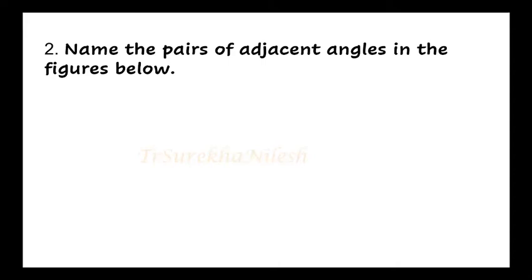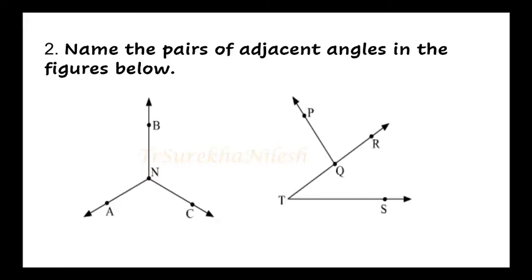Question number 2. Name the pairs of adjacent angles in the figures below. There are two figures given. We need to write the pairs of adjacent angles. You need to remember 3 points in this, students. Common vertex should be there, common arm should be there and separate interiors.